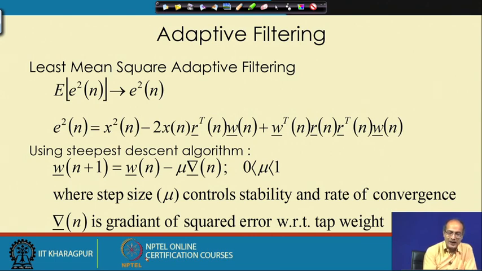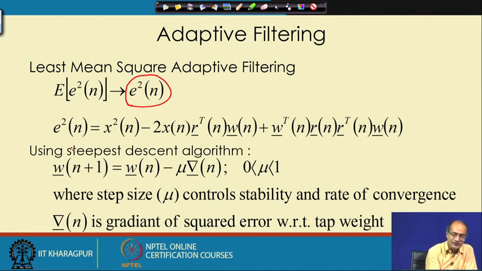Now, as you know, that cannot be done because we are dealing with non-stationary signals, so we cannot have ergodicity. The simplest thing we could do is drop the expectation operator and directly compute e squared n. By dropping the expectation operator, it gives us a huge advantage in terms of computation. Now, let us see how it proceeds.